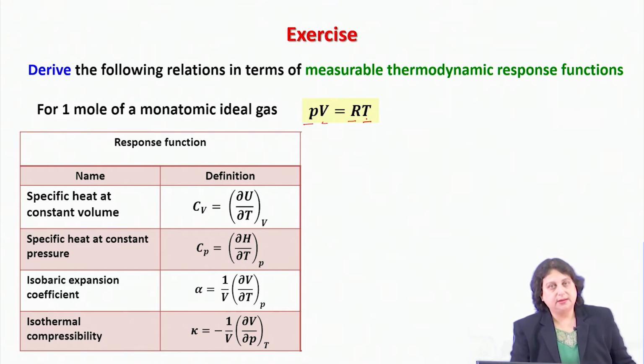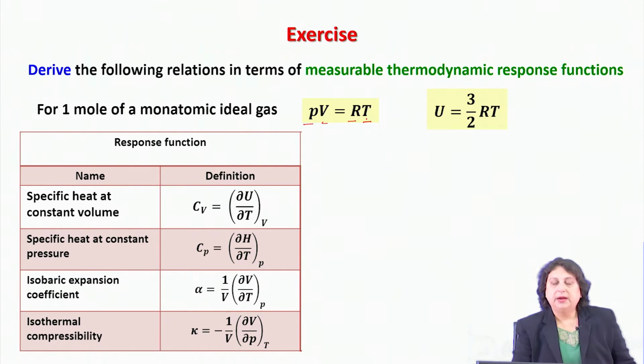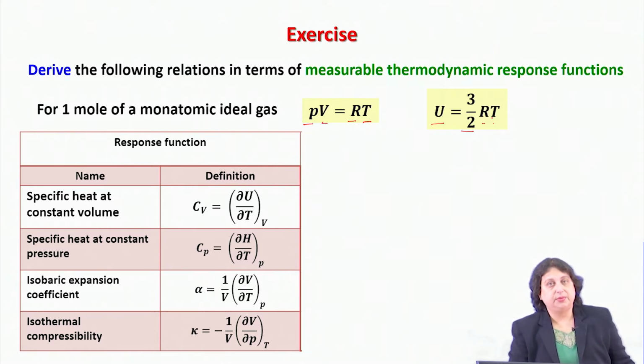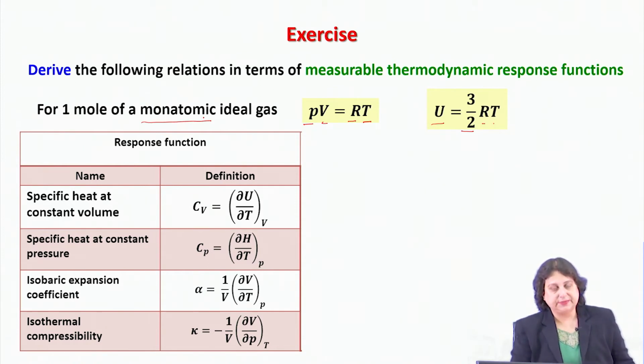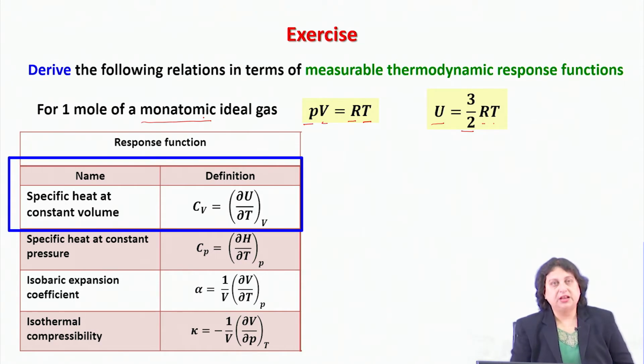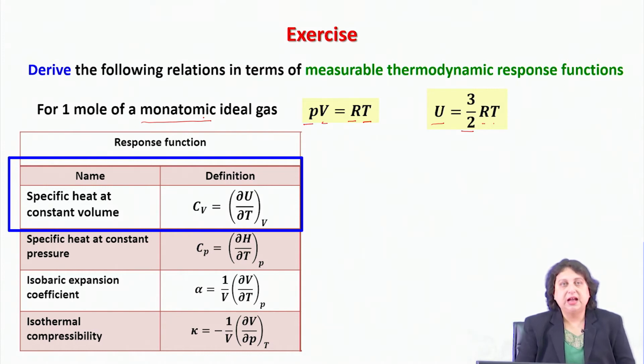Also, from the kinetic theory of gases, you might have come across this particular relationship where this is the internal energy of the gas, and you know that this for 1 mole of the substance is given by 3/2 RT. Now in this case, this number is 3/2 simply because I have a monatomic ideal gas. So my question is, for this system, how shall I find the specific heat at constant volume?